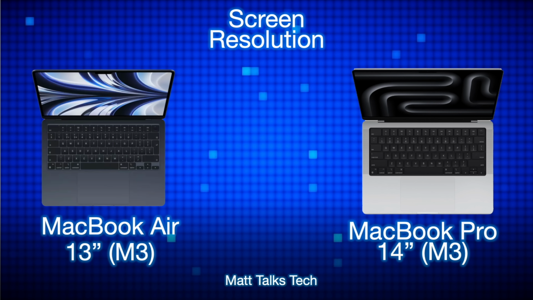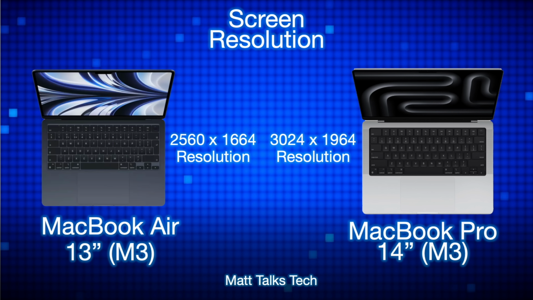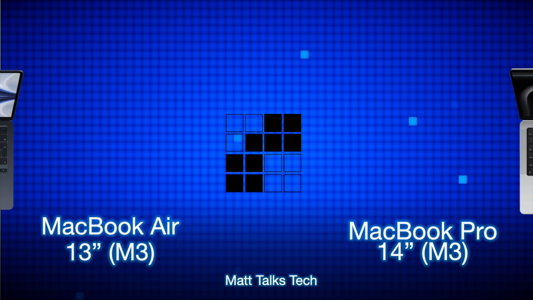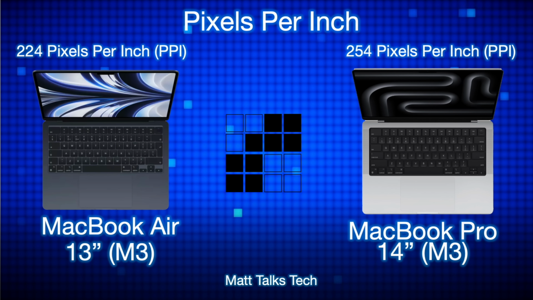But then for the screen resolution, the MacBook Air has a 2560 by 1664 resolution, whereas the MacBook Pro 14-inch has a 3024 by 1964 resolution. And just in case you wanted to know what that meant in pixels per inch, the MacBook Air 13-inch has 224 pixels per inch, whereas the MacBook Pro has 254 pixels per inch, and to be honest, you're not really going to tell the difference at all on both of them.